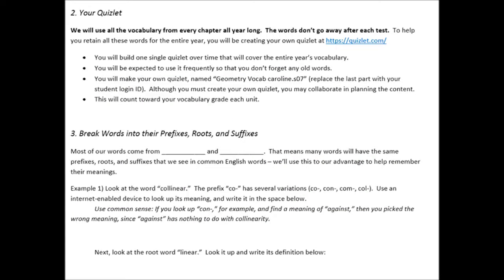On your next page in the unit guide, you'll see the second way we have for you to learn your vocabulary. You will be creating a Quizlet at Quizlet.com. If you haven't been there before, it's actually very easy to use. Lots of students have done it before. You know somebody who's done it before. So take a moment, read through this block of information.